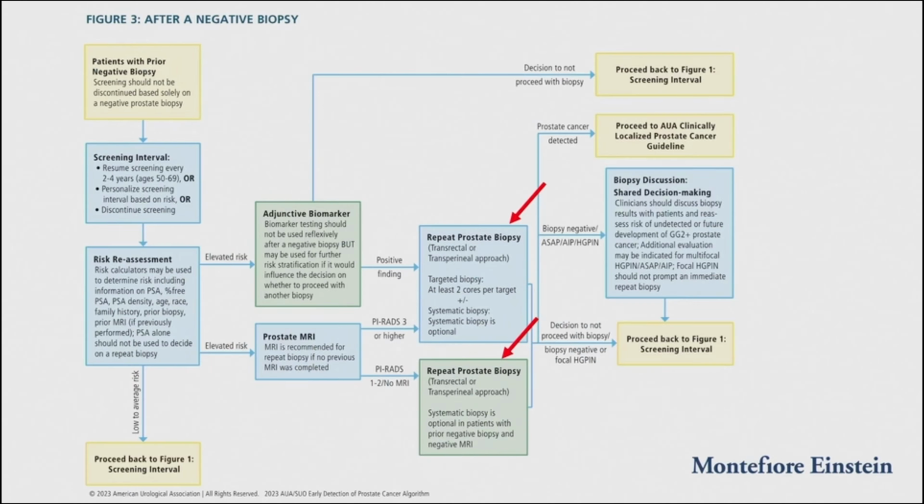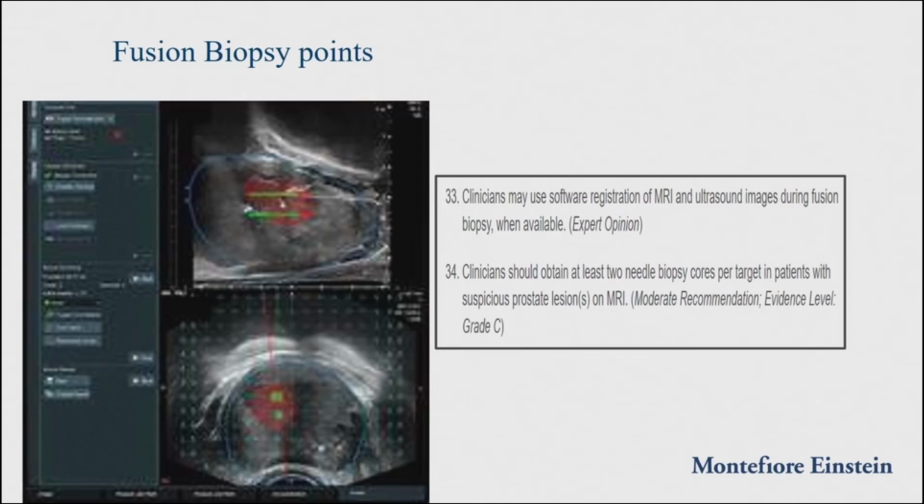I'm going to skip these slides because Dr. Barocas just went over all of this. The biopsy or targeted biopsy fusion, however you want to call it, targeted cognitive fusion or image fusion, the points to just remember are you may use software registration or you can use cognitive fusion, and I think that's very skill dependent and your ability to read and understand MRIs, and that if you're going to do target biopsies, you should get at least 2 cores from the sample.